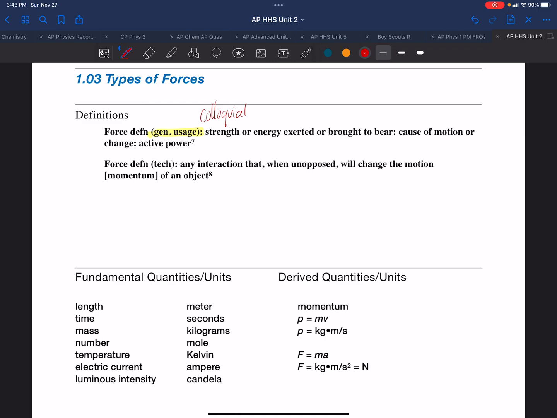So almost everything about this definition is wrong from a physics perspective. The technical definition, which is the one that we should use, is any interaction, notice the use of this word interaction, that when unopposed changes the motion, and I put in here momentum, changes the momentum of the object. So forces bring about a change in momentum. And of course, we know the definition of force is the rate of change of momentum, delta P over delta T. So changing motion means changing velocity, and if we're changing velocity, that means we're changing momentum. So force is anything that brings about a change in momentum.